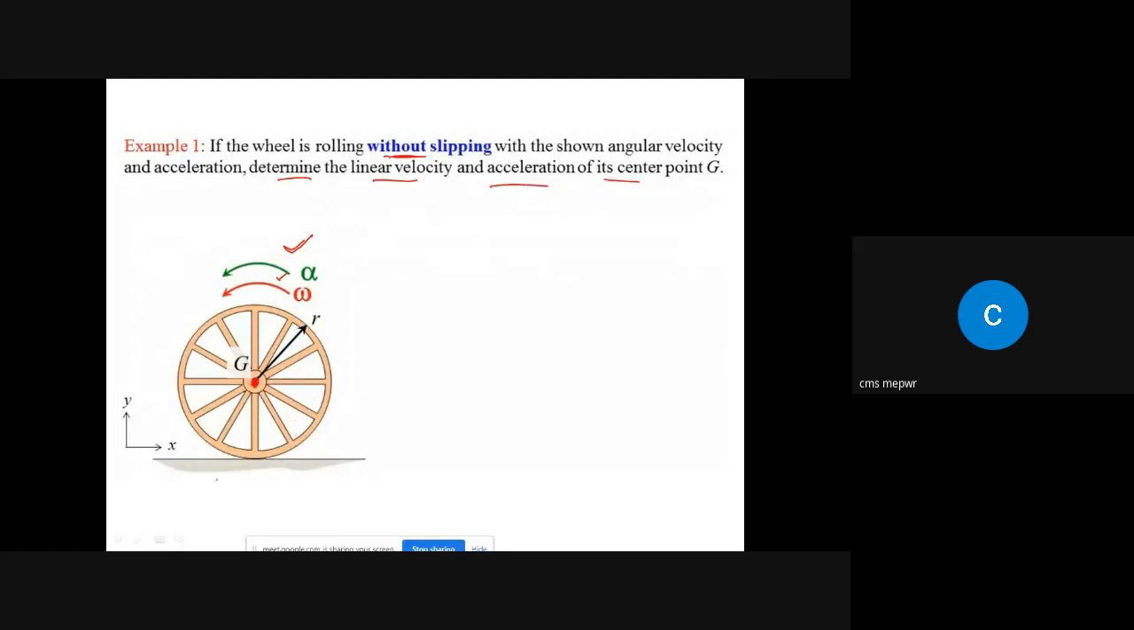So if there is no slippage between this wheel and this surface, then at this instant, at the point where the wheel makes contact with the ground, the velocity of the wheel and the ground at this point should be the same, and we know that the velocity of the ground is 0. So if the velocity at this point is 0, that is basically the instantaneous center of zero velocity. At that specific instant, at that specific point, the velocity is 0.